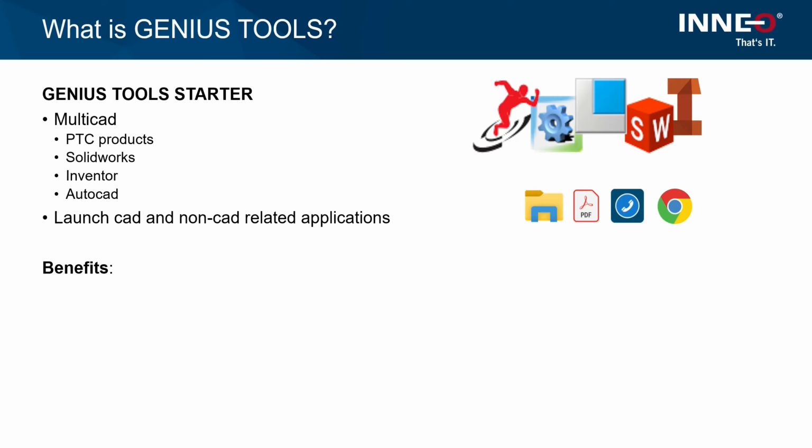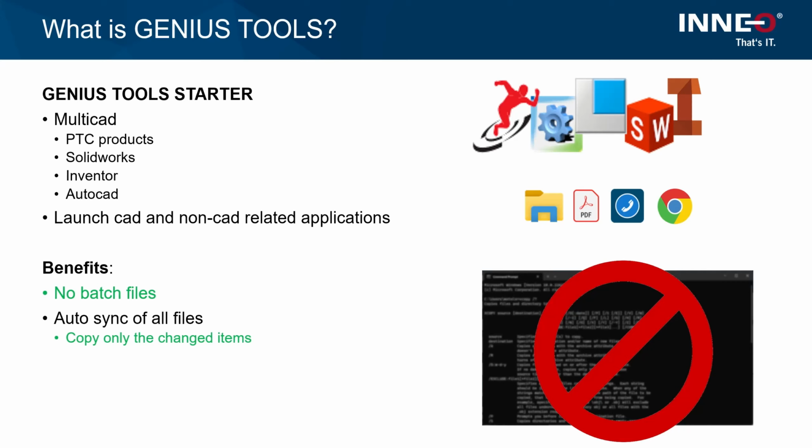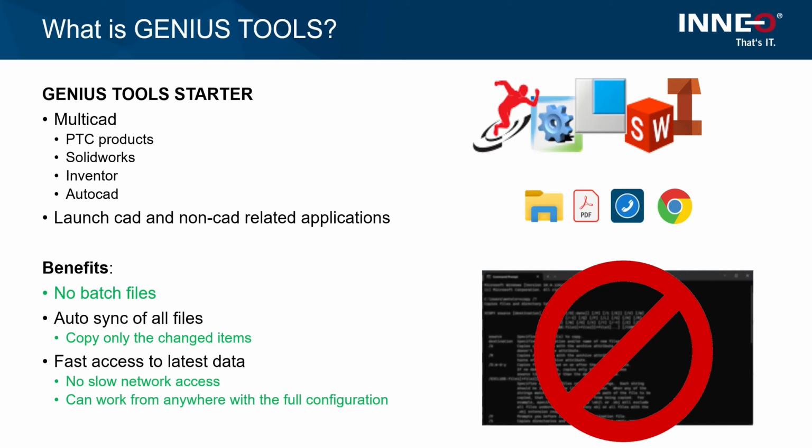So the benefits of using a tool like this: you don't need to have all these batch files running in the background and syncing files. When this tool synchronizes the files, it will only synchronize the files that have actually changed. It won't take a long time every time to copy all the data from the server to the actual workstation. And you also don't have a problem with slow networks, because you don't have to connect to the actual network to access the data.